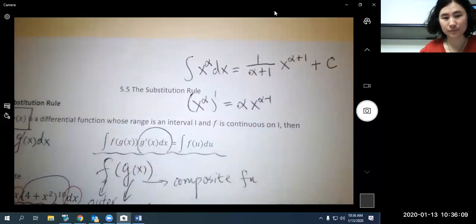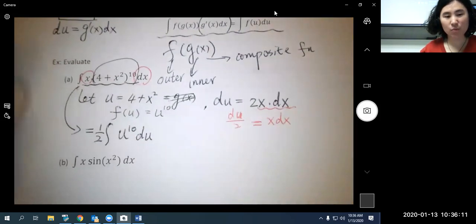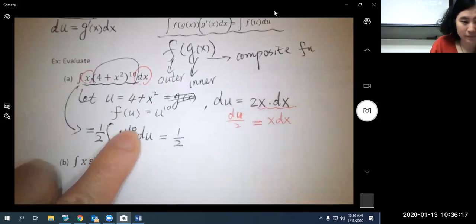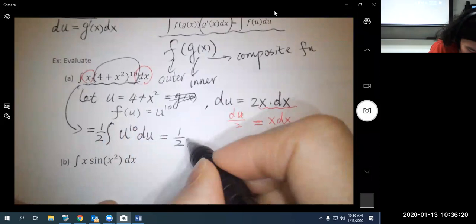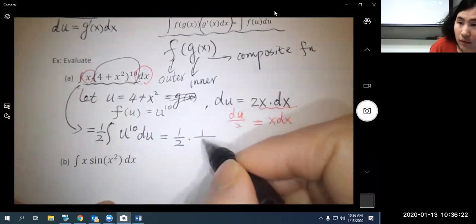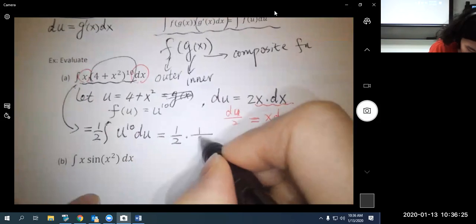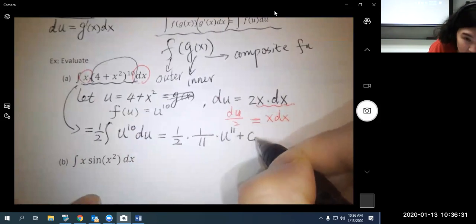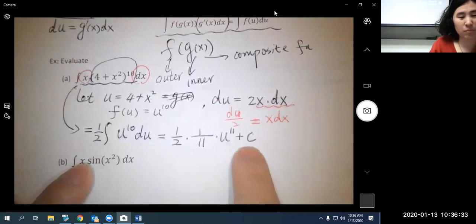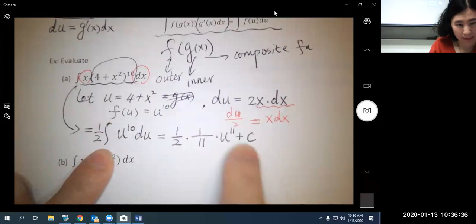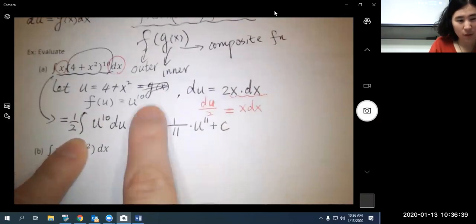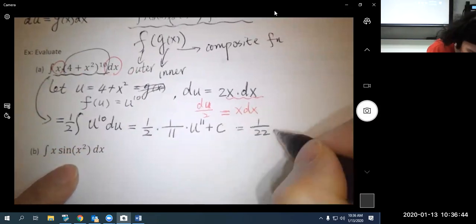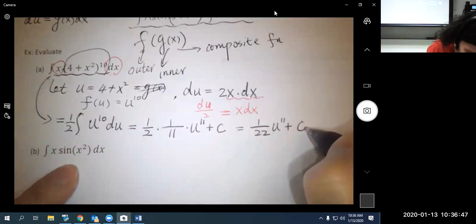Now, u to the 10th power, what should we do? 1/2 is still 1/2, right? So alpha is 10 now. We should have 1 over what? 9 or 11? 11, okay. And then times u to the 11, plus constant c. No integral sign. We always have to add a c if it's an indefinite integral. So let's simplify the coefficient. 1/2 times 1/11 gives us 1 over 22. u to the 11 plus c. Can we say we're done?